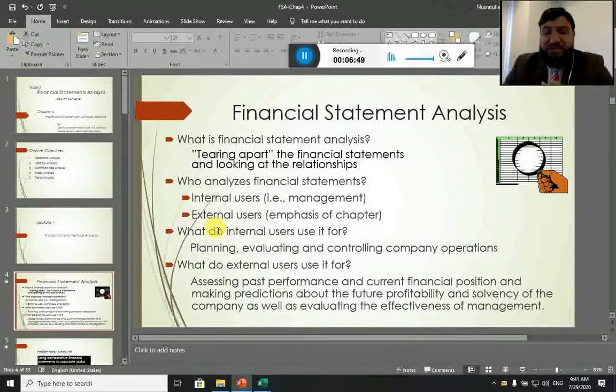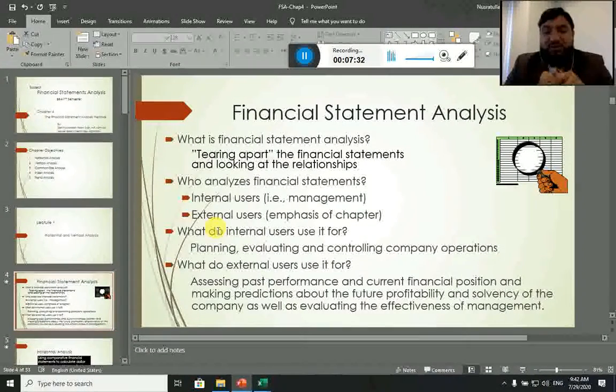Mostly they use it for assessing past performance of the company and current financial position and making predictions about the future profitability and solvency of the company, as well as evaluating the effectiveness of the management. That's the overall purpose of the external users. But I earlier discussed that each external user has its own motive, its own purpose of using the financial information of a company, right? So usually there are 4 elements that any user would like to know about.